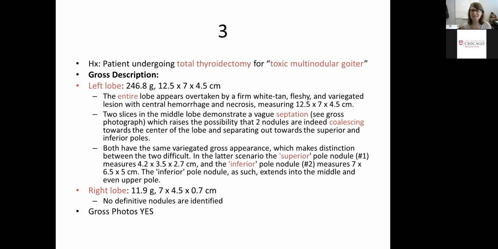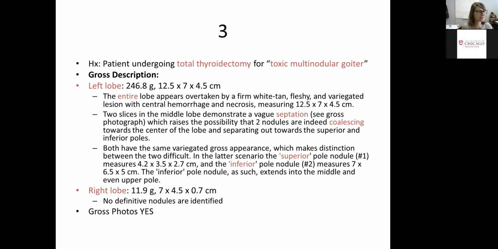All right, in this case, the grosser said the left lobe was 246 grams and the right lobe was 11 grams. Does that make sense for a diffuse multiple nodular bilateral goiter where the one lobe is 10-fold larger than the other lobe?